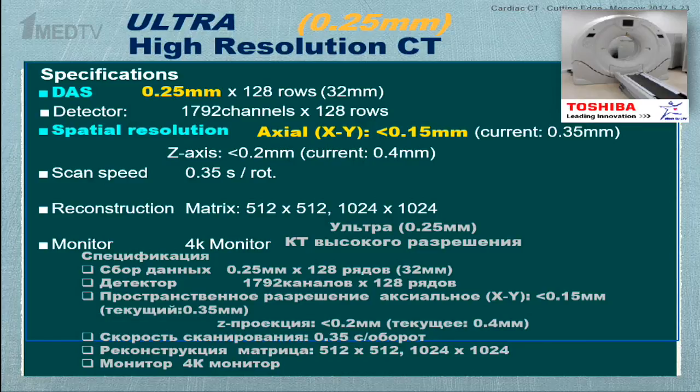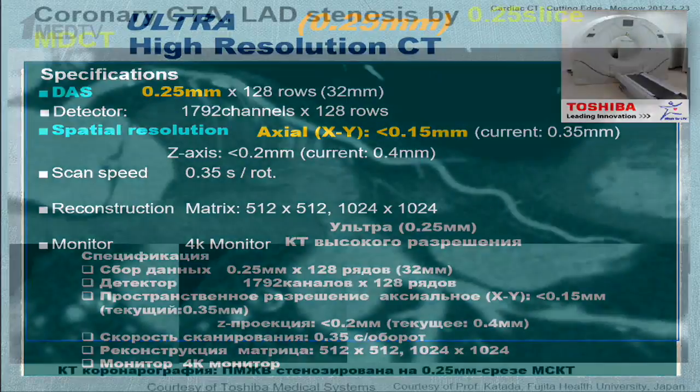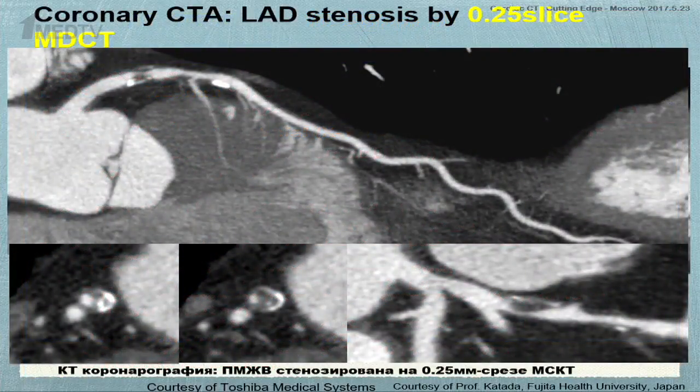Toshiba is developing the ultra high resolution CT, having the detector of 0.25 millimeters. That is, the spatial resolution is less than 0.15, and currently the spatial resolution is 0.35 millimeters when you use the 0.5 millimeter thickness detector. So I want to show the image. That high resolution CT is like this.